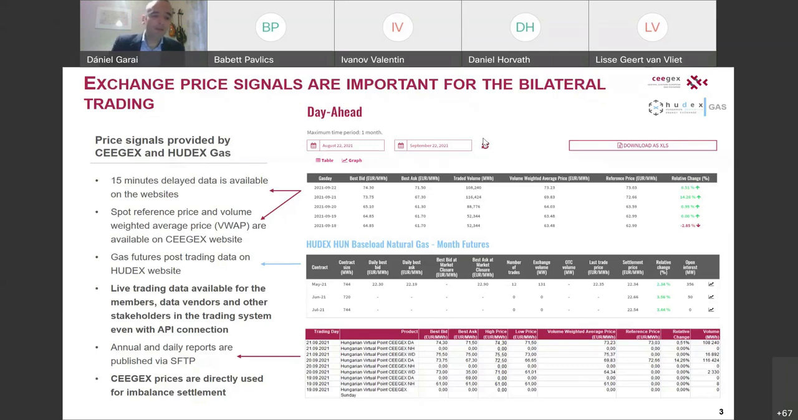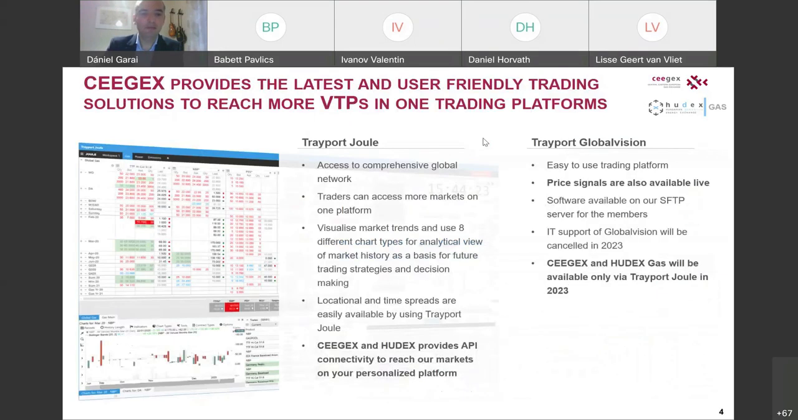And one more important thing: CEEGEX prices, or the CEEGEX index, is already used in Hungary in the imbalance system, and in some cases in end user gas contracts as well. Of course, we would be happy if this became even more widespread, and CEEGEX-indexed prices would be more significant in the wholesale or end customer market.